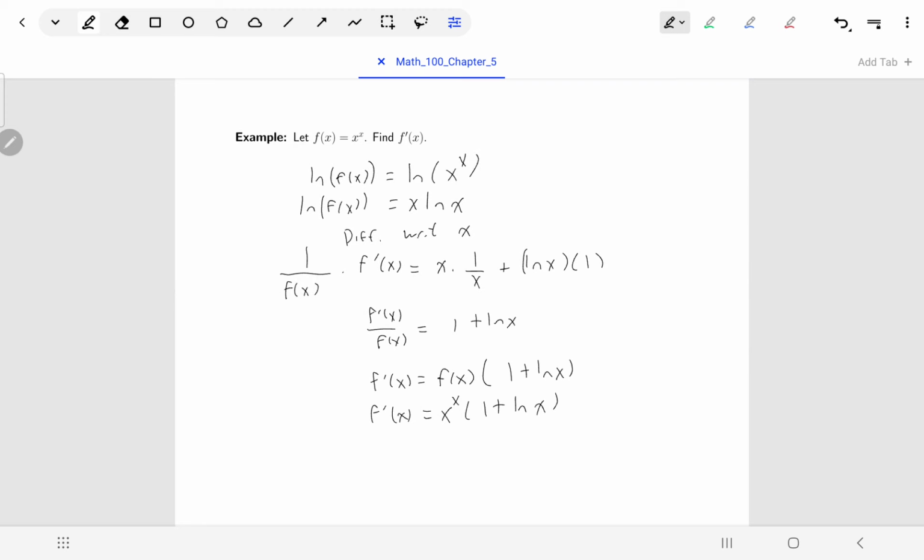And there we go, we found our derivative. So this is one where you really wouldn't have a choice. If you had a function involving x's to powers that also involved x's, then logarithmic differentiation is going to be the way to go.